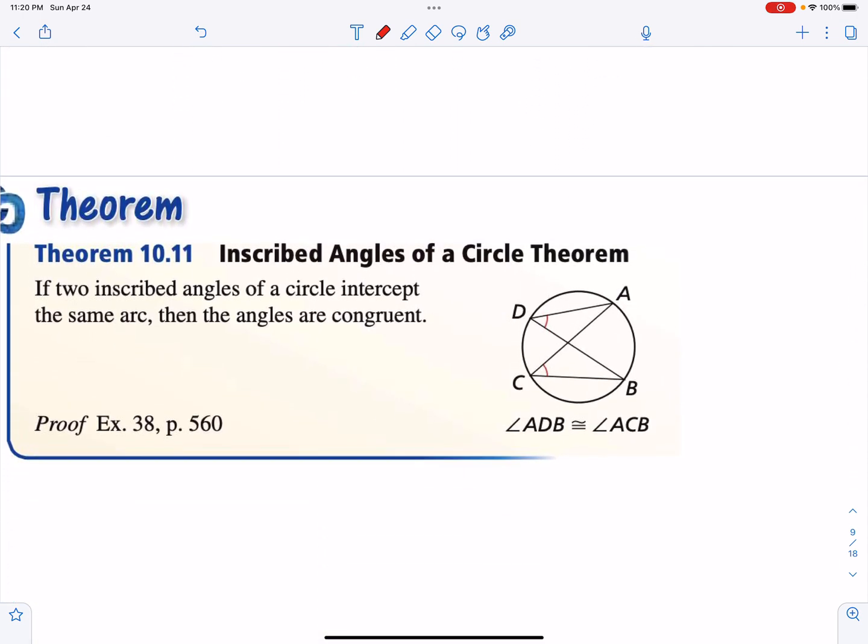So that's our next theorem. It's just saying if we have two angles that create the same arc, those angles that are inscribed inside the circle have to be congruent.